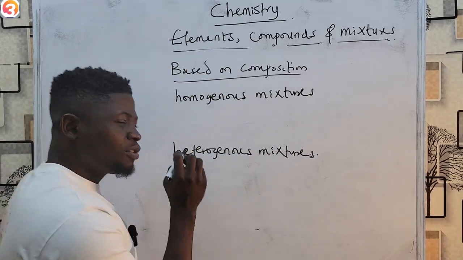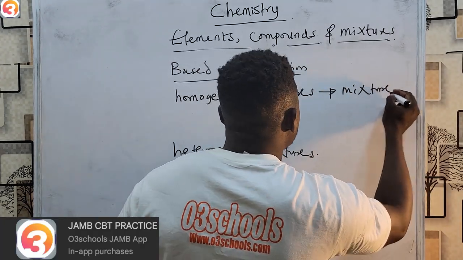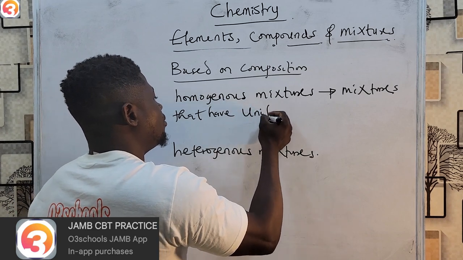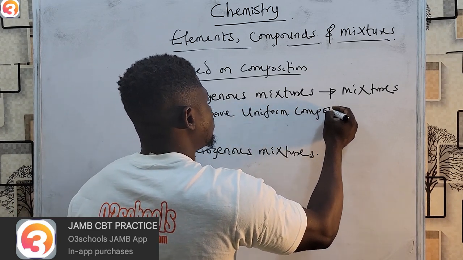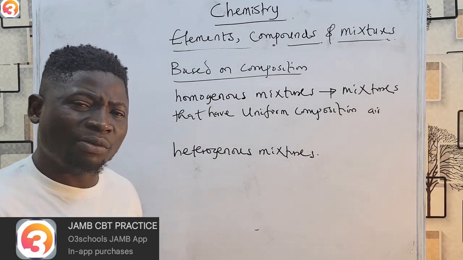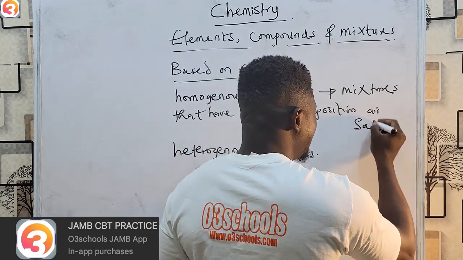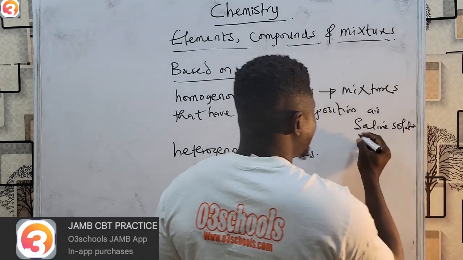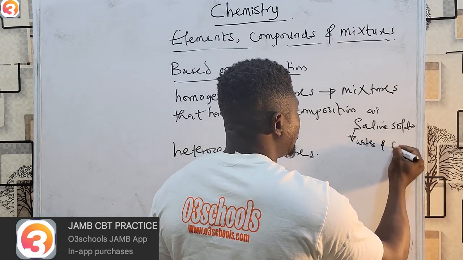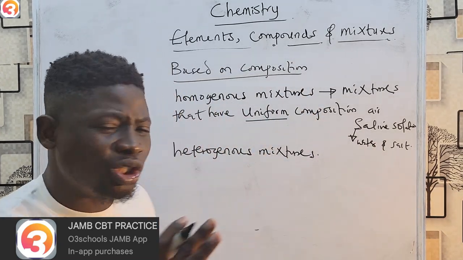Of course, homogeneous mixtures, this is in past questions, are mixtures that have uniform composition. It is a perfect blend. For example, a saline solution is a solution of water and salt. Because it's a perfect blend, it has a uniform composition. Then you can call it a homogeneous mixture.